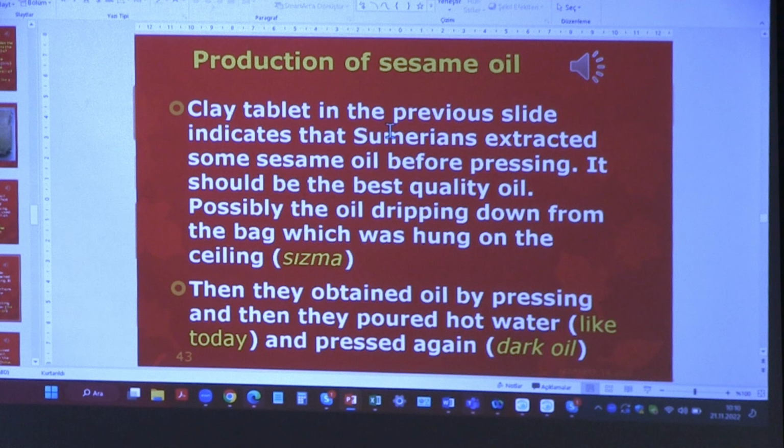So we also say that Sumerians extracted some sesame oil before pressing. What they do is you put it in a big bag, hang it up, and it drips by itself. Same thing with olive oil. They hang it up, and then the drips, the first one, that's called sızma, and then they press.